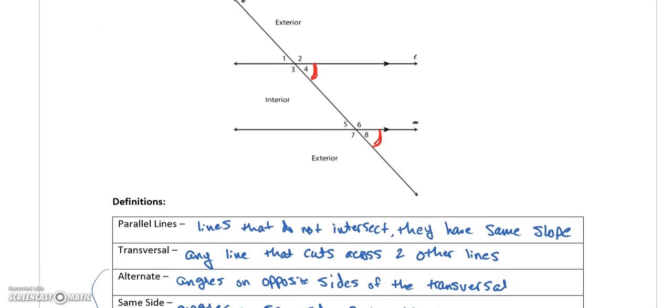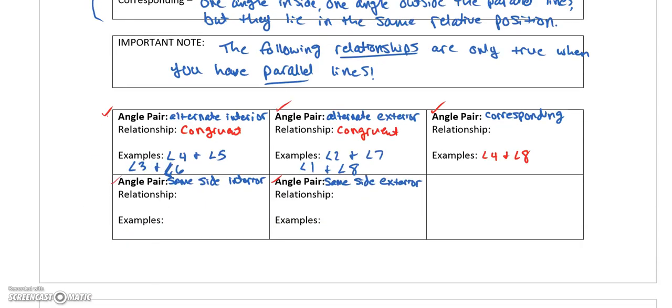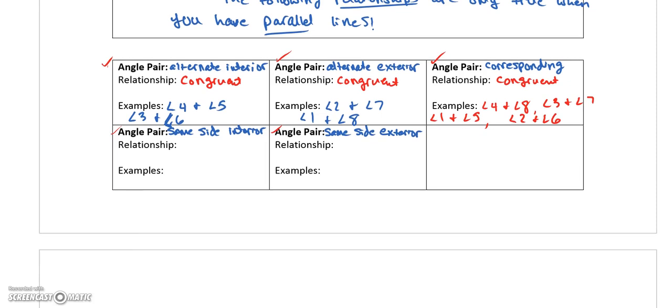Okay. Same thing, I could look at angle 7 here. When I slide that up to my other parallel line, I get to angle 3. So those are corresponding. So angle 3 and angle 7. I also have angle 1 and angle 5 are corresponding. Angle 2 and angle 6 are corresponding. And their relationship is also congruent. It's like you're copying and pasting that angle to the other parallel line.